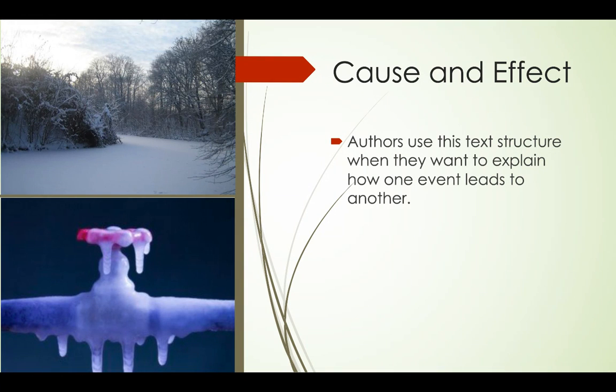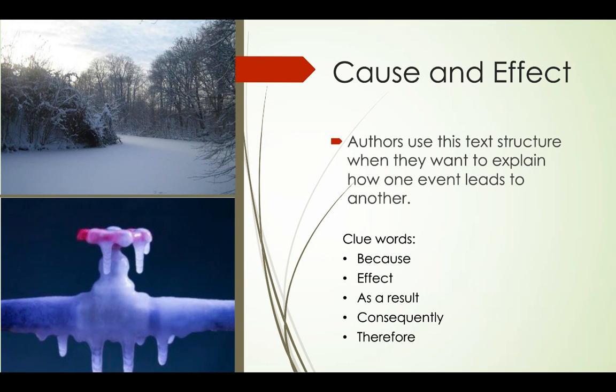The next one we're going to look at is cause and effect. So, authors use this structure when they want to explain how one event leads to another. Notice my pictures here. If you have a big snowstorm, then you run the risk of having frozen pipes. One event leads to the other. Some clue words for cause and effect: because, effect, as a result, consequently, or therefore.